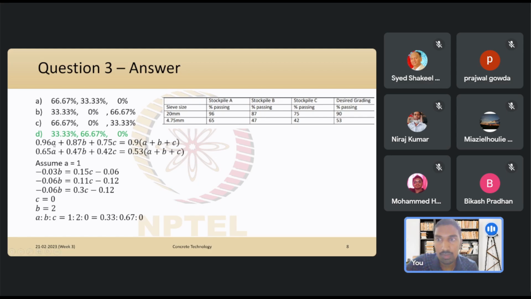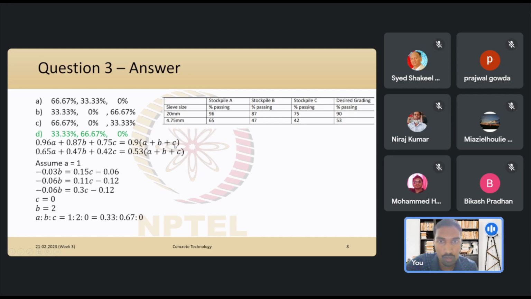So we assume that we take proportions A, B and C from the three different stockpiles and mix them. If we do that, the percentage passing through the 20 mm sieve will be 0.96 times A plus 0.87 times B plus 0.75 times C, right? If we blend it in this proportion, what should that be equal to? It should be equal to 0.9 times (A plus B plus C).